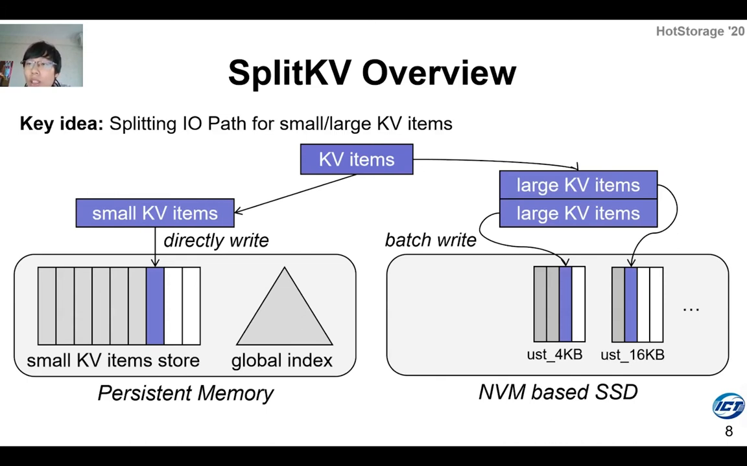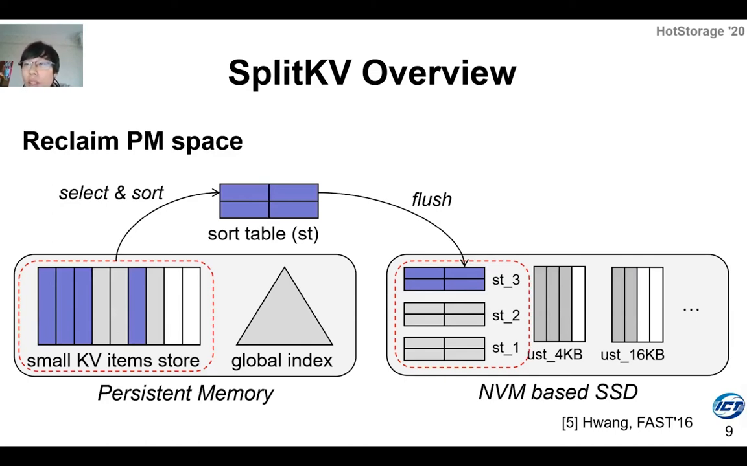For smaller KV items, SplitKV directly writes them to persistent memory. Meanwhile, for larger key value items, SplitKV batch-writes them to SSD without sorting them. Compared with the larger capacity SSD, persistent memory capacity is limited. Thus, when persistent memory capacity reaches saturation, SplitKV needs to reclaim persistent memory space. It selects part of the key value items and migrates them to SSD.